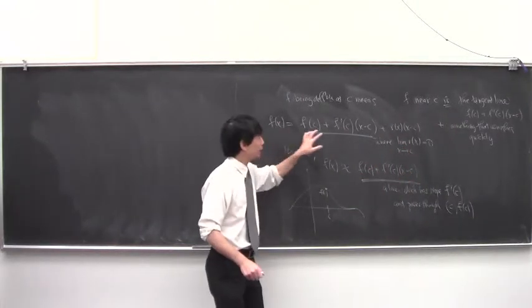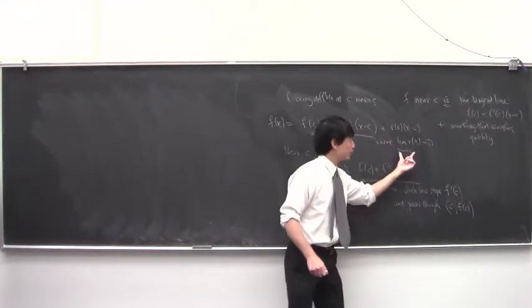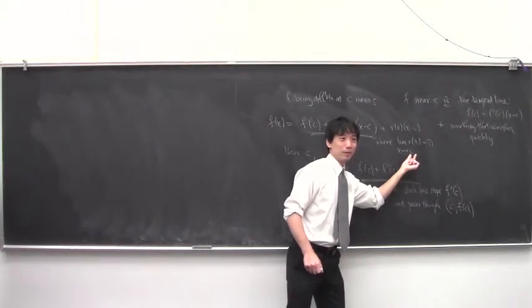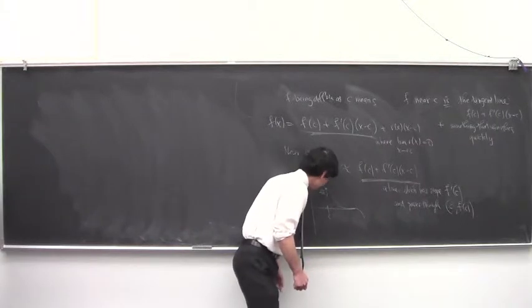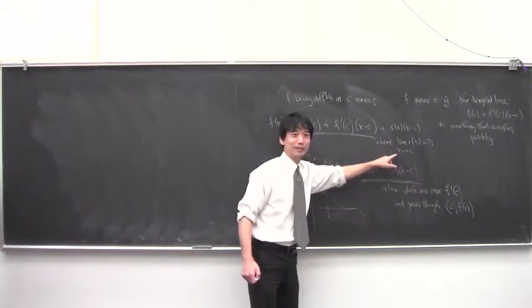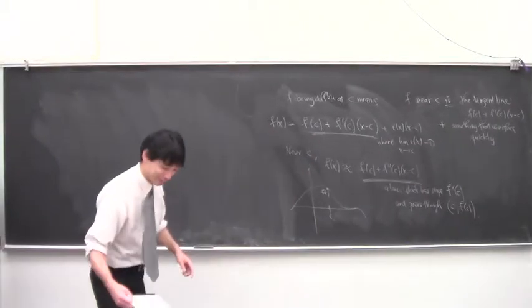Being differentiable means that you are line-like as you zoom in close to c, right? And that's why, when I go like this, this is exactly this part here.